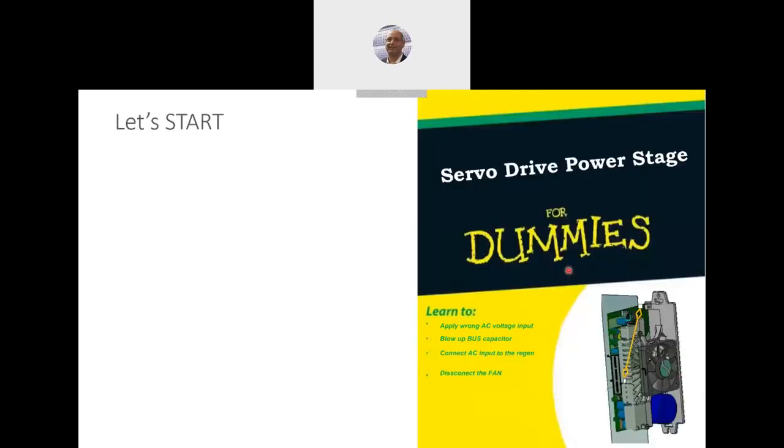Okay, so let's start. This is simple servo drive power for dummies. We learn how not to apply the wrong AC voltage. No, we are not going to blow up the bus capacitors. I can tell you in every development company, it has happened more than one time that during integration you blow up the bus capacitors. We are not going to connect the AC input to the regen.